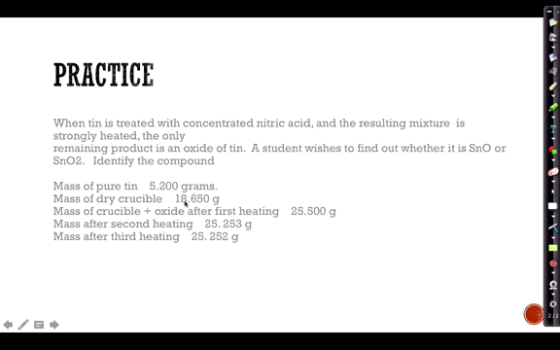So when Sn is treated with concentrated nitric acid, the resulting mixture is strongly heated and the only remaining product is an oxide of Sn. Basically that means it's Sn and oxygen bonded together in some ratio. The student wishes to know whether it's SnO or SnO2. We're going to identify the compound. So if we want to know it's this or this, we need to know what the empirical formula is.